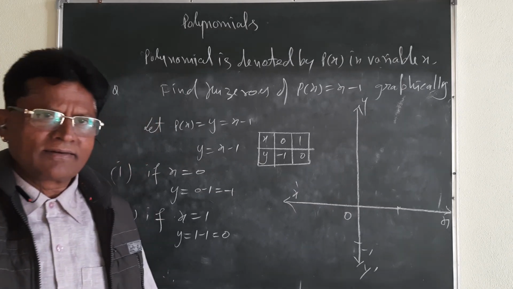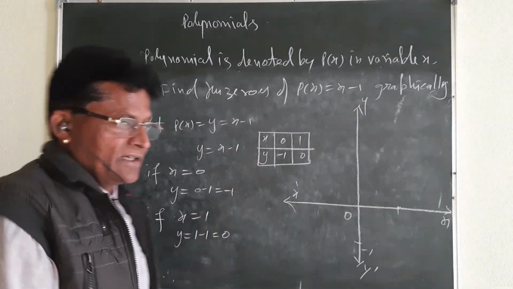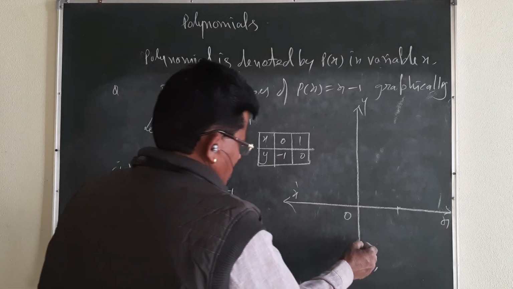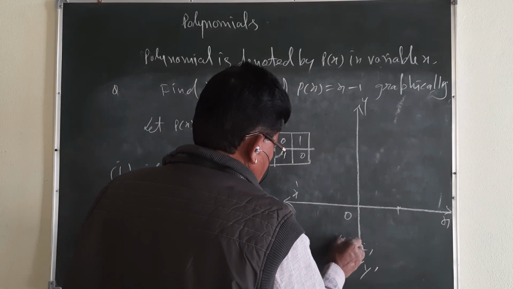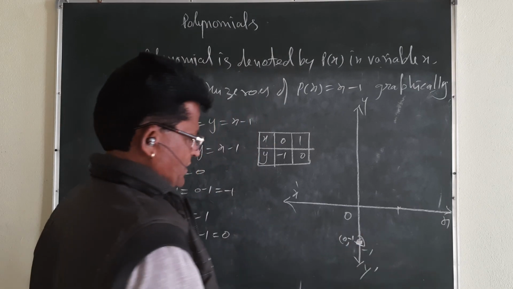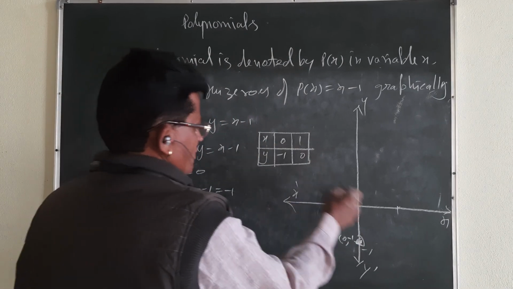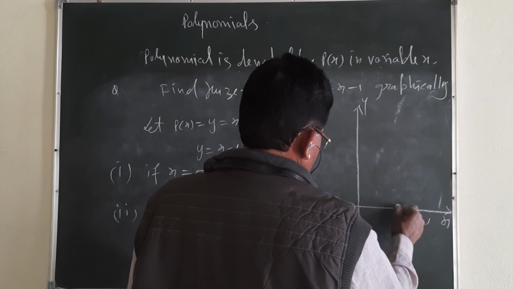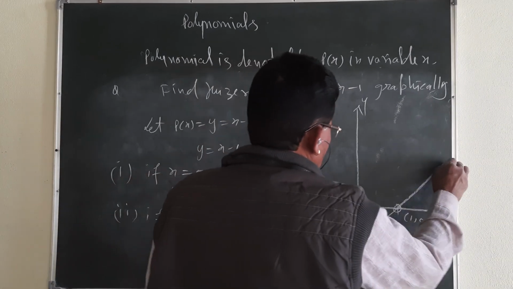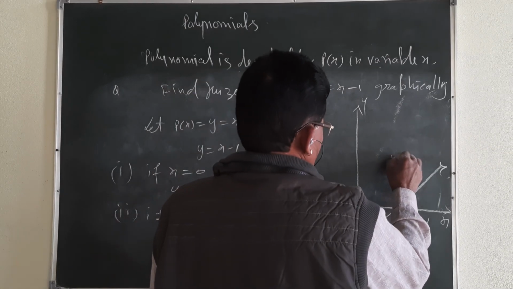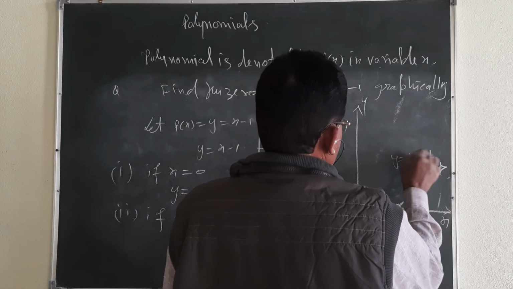Very simple. Okay, let me draw the graph. x is 0, y is minus 1. It will lie here, 0 and minus 1. This is the point. Then x is equal to 1 and y is 0. This is the point, 1 and 0. You join both points and produce the line. This is the graph of this linear equation, y is equal to x minus 1. This is the graph.